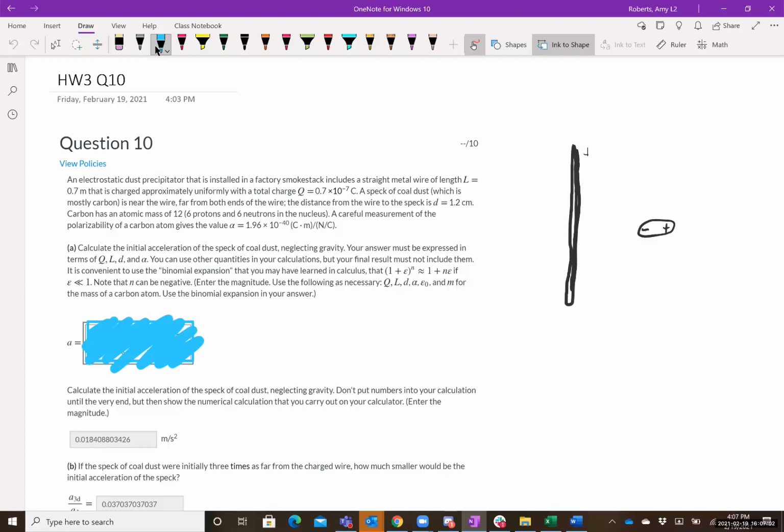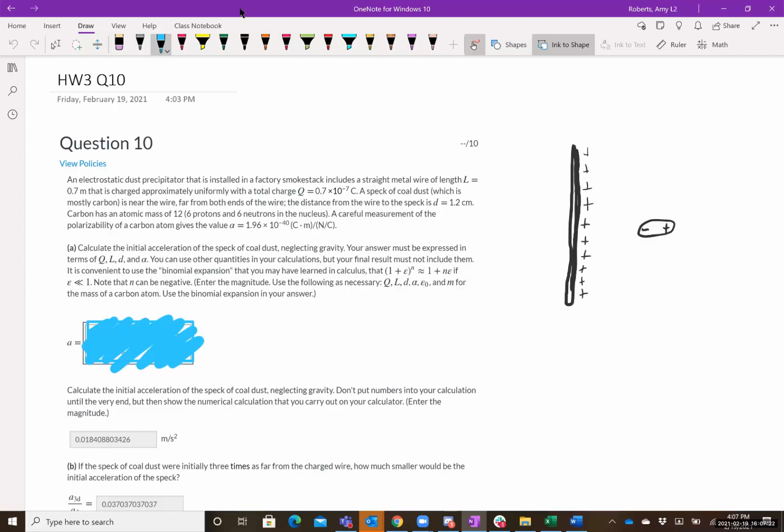Let's talk about it: is the wire positively charged? Positively charged in this case. Great. Yes. And so originally our coal dust, does it have a net charge or no? I don't believe so, because carbon's neutral. Yeah, neutral. Okay, great, and that's consistent.